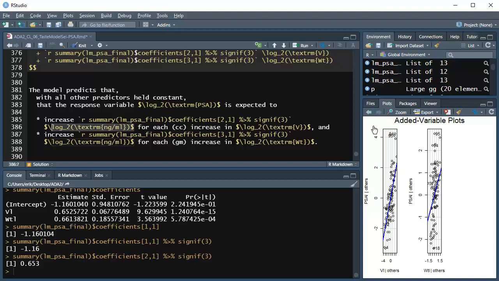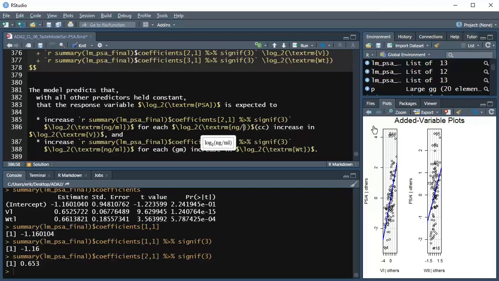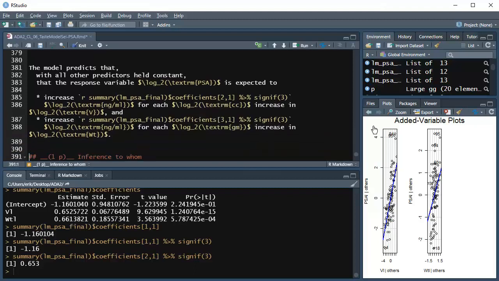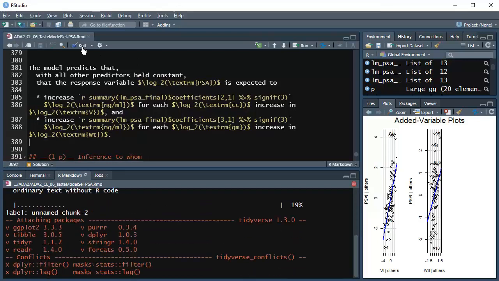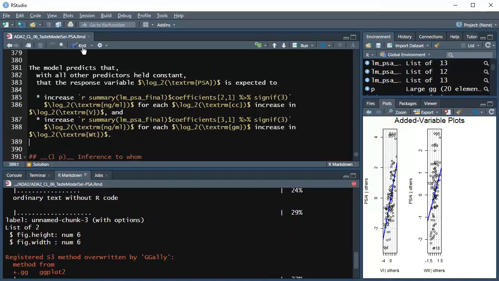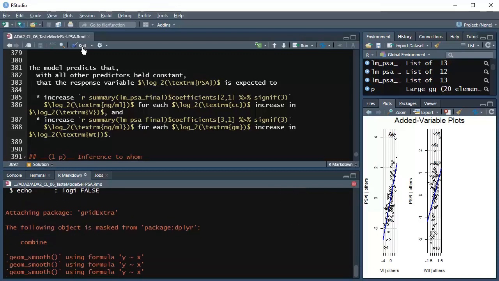So I'm just going to copy all this stuff, put it here, and instead of ng per ml, we've got cc. And instead of cc, we've got gm here. All right. I'm going to knit this. This is going to be beautiful. You guys are convinced of this, I hope.